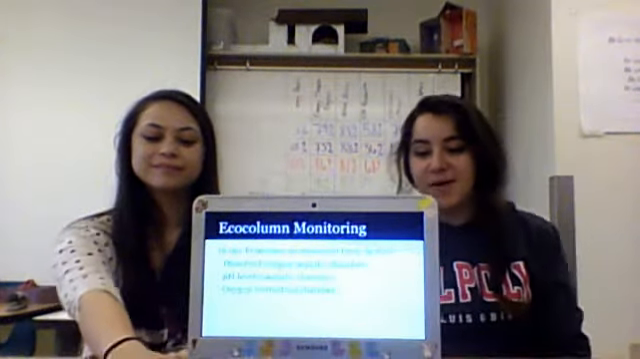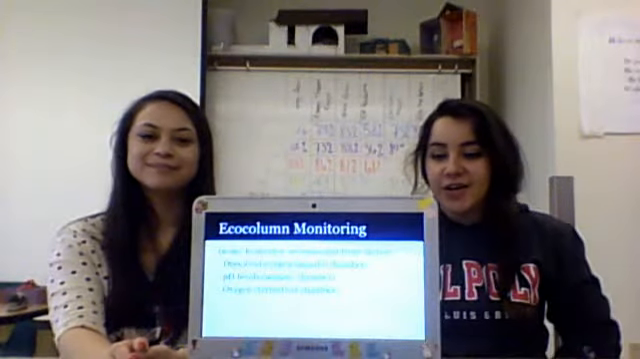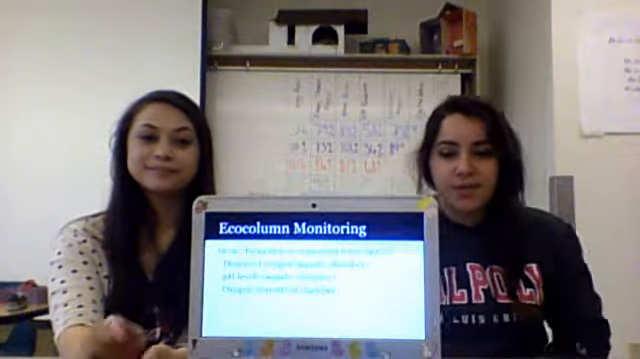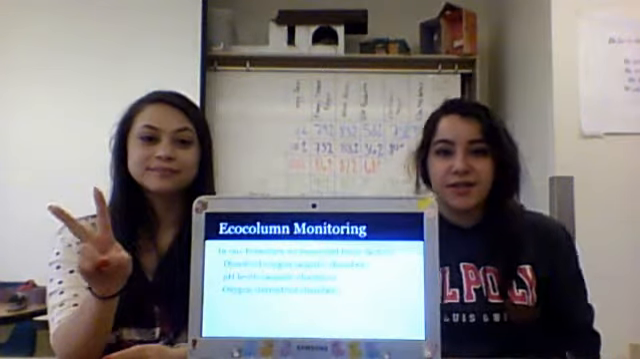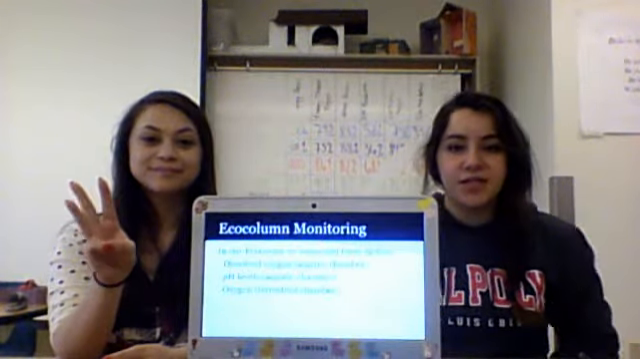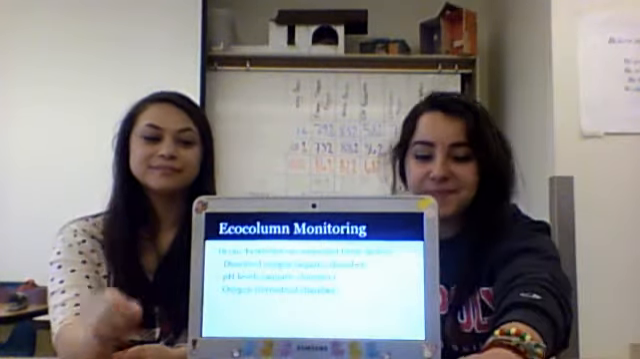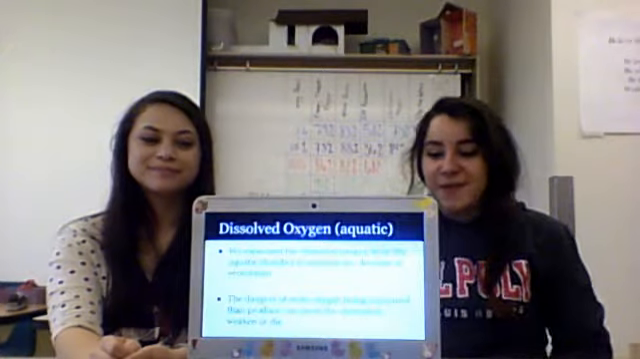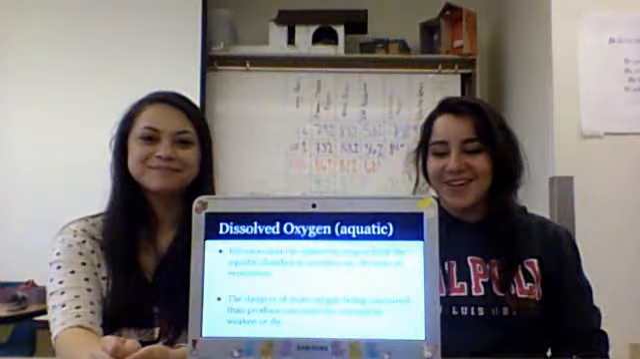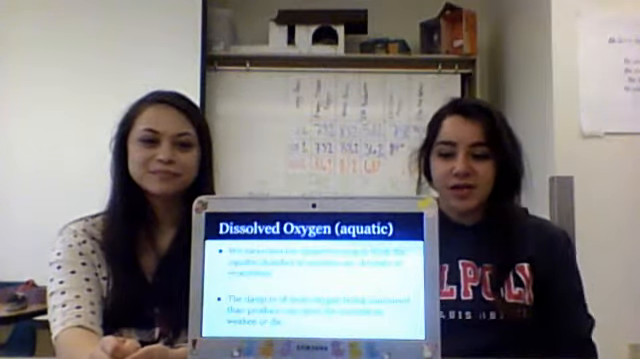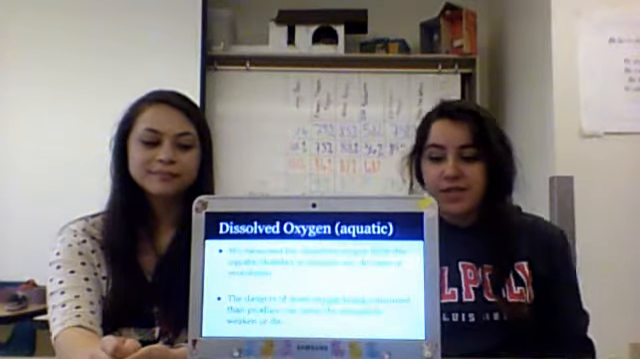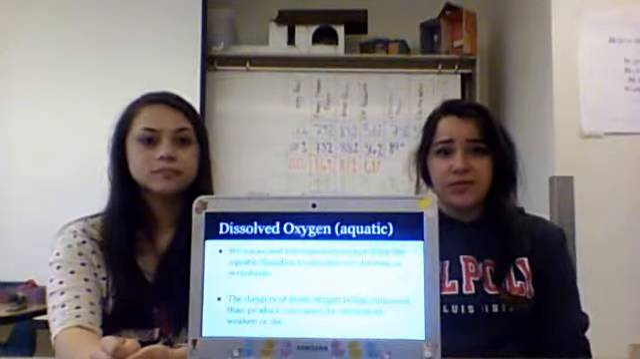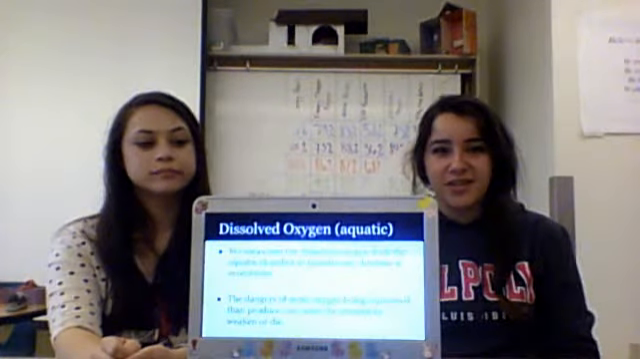So, ecocolumn monitoring. In our ecocolumn, we measured 3 factors, which is dissolved oxygen in the aquatic chamber, pH levels in our aquatic chamber again, and the oxygen in our terrestrial chamber. We measured the dissolved oxygen from the aquatic chamber to monitor any declines in the ecocolumn. The dangers of more oxygen being consumed than produced can cause the animals to weaken or die or suffer, which isn't good.